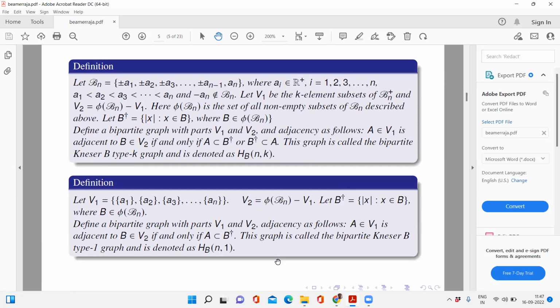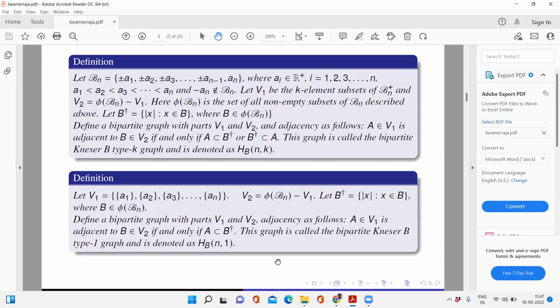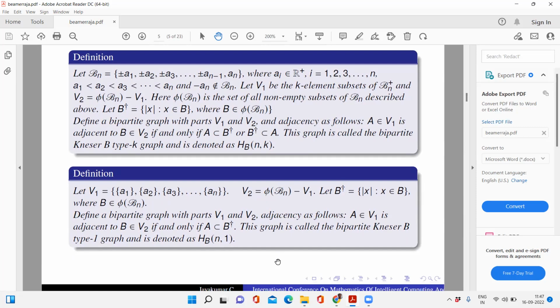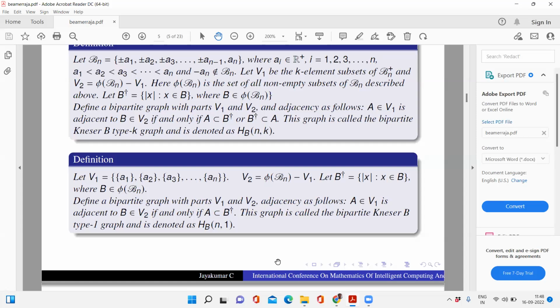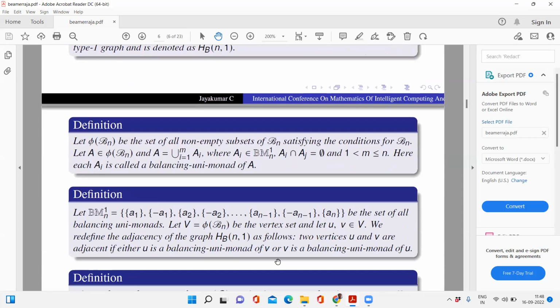And we form V2 as before. V2 is equal to phi of Bn minus V1. And also we take B dagger. Now we define a bipartite graph like this. A in V1 is adjacent to B if and only if A is a subset of B dagger. This particular type of graph has a special case for HB and K. It is known as the bipartite Naser type B type 1 graph.